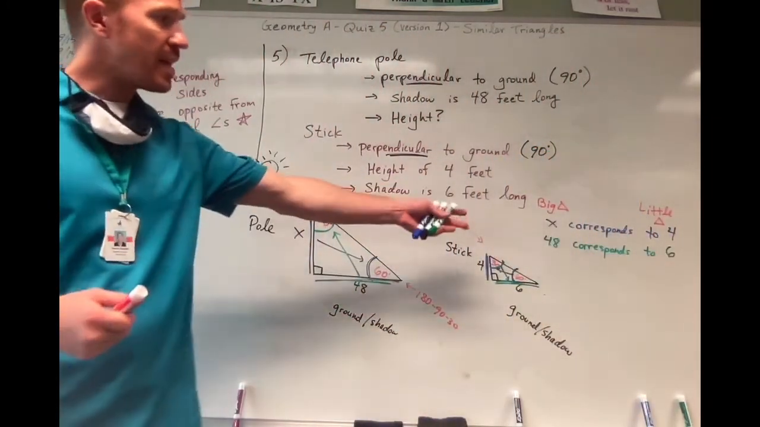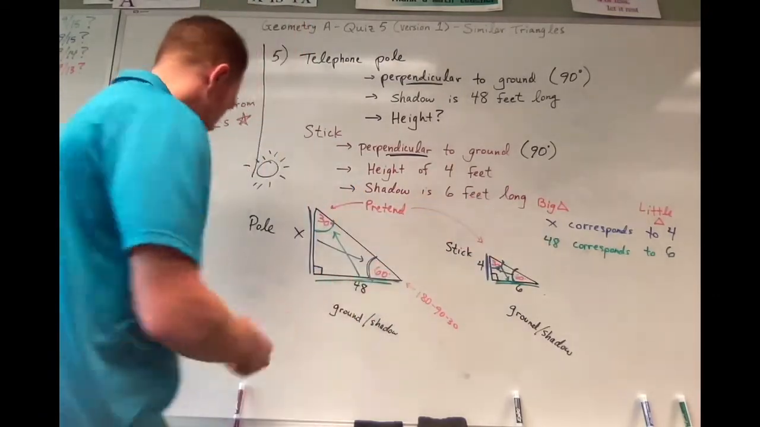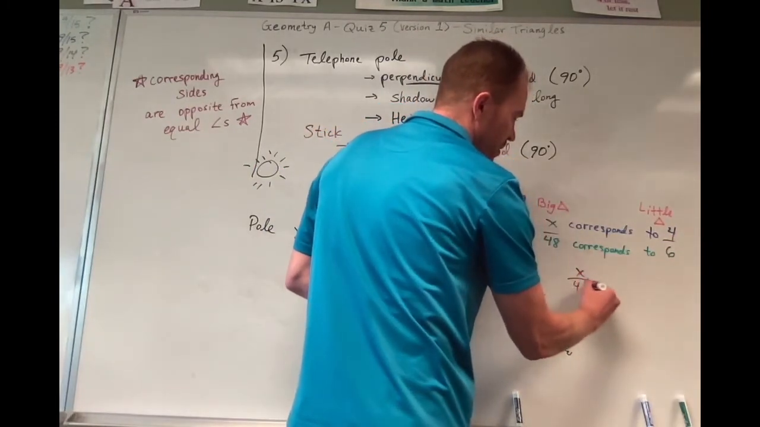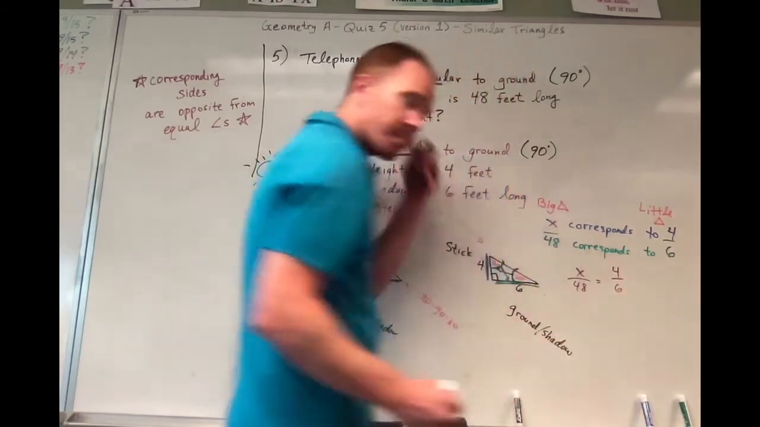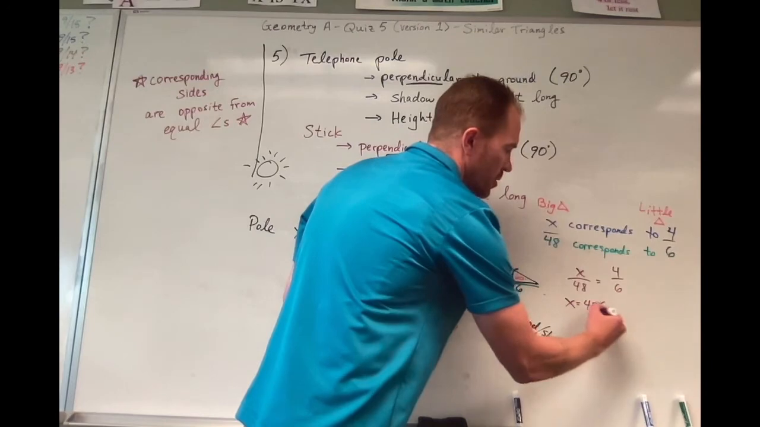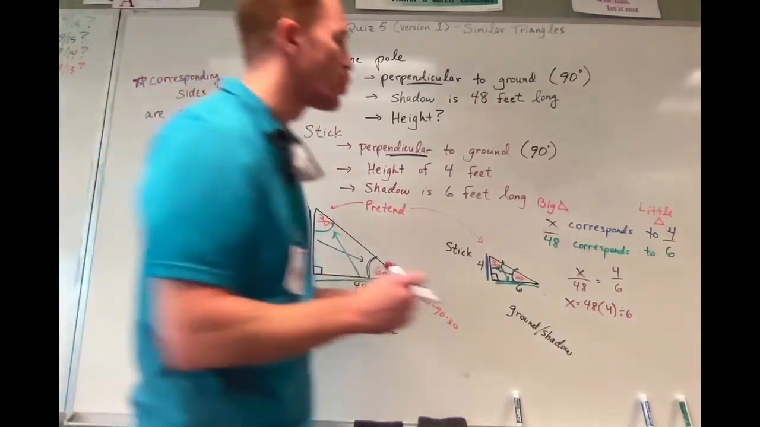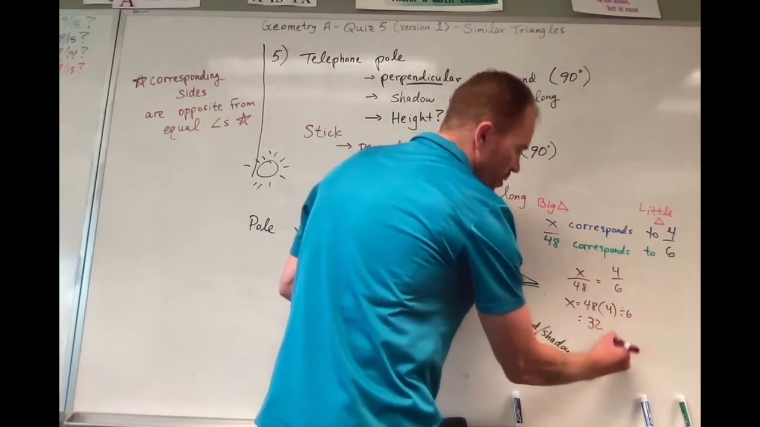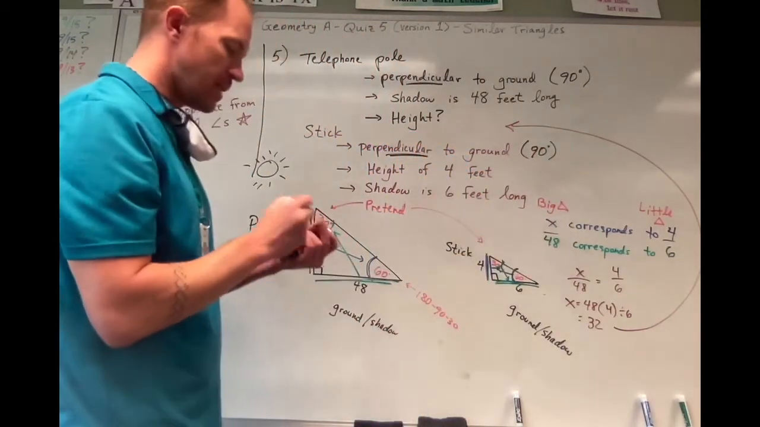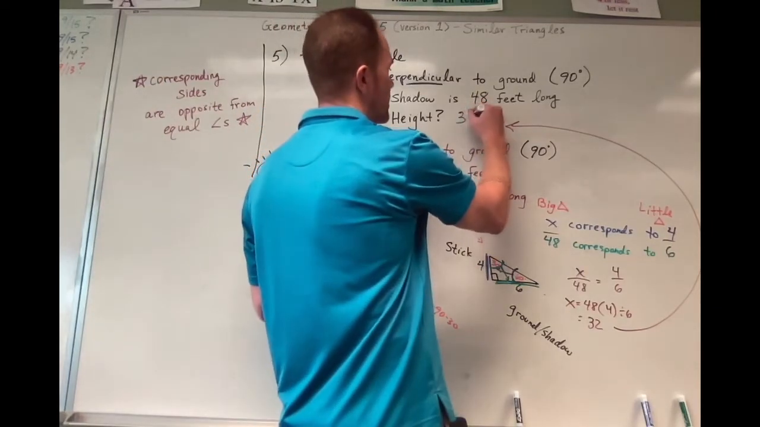And again, if you can get this far, the hard part's over. Create a proportion. It'll be x over 48 equals 4 over 6. And you can cross multiply and divide. We'll do 48 times 4, and divide by the 6, and I believe that comes out to 32. So I'm going to bring that back up there. The telephone pole is, according to this, 32 feet tall.